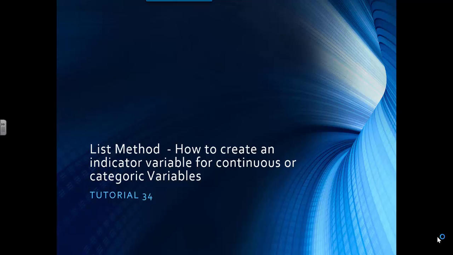List method. How to create an indicator variable for continuous or categorical variables.